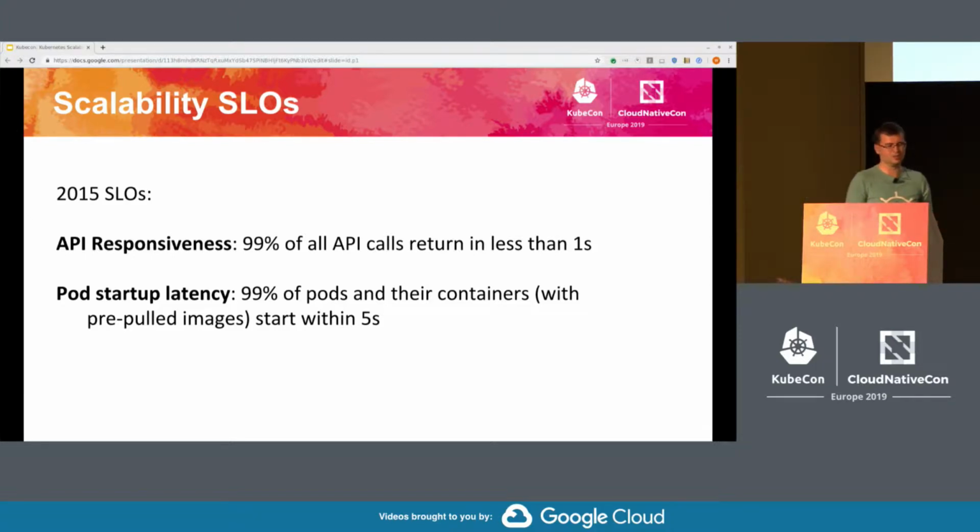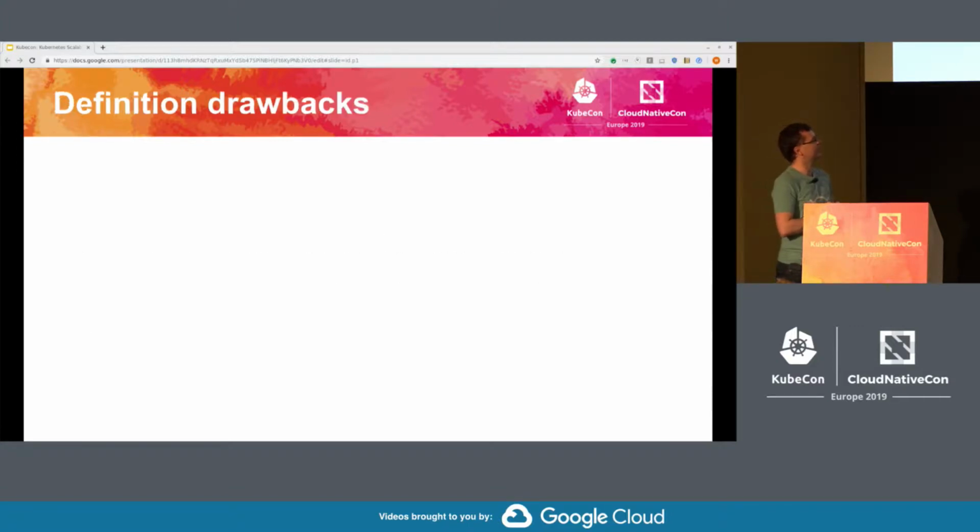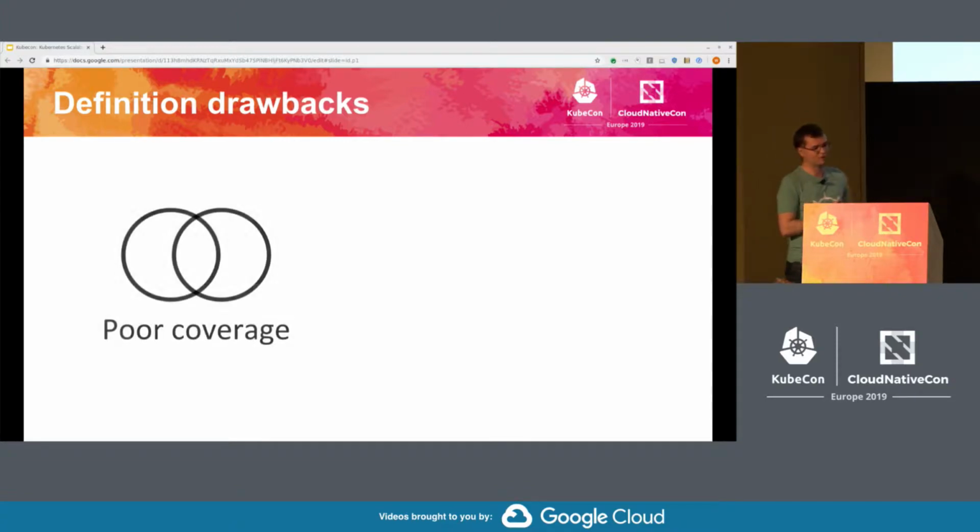And as you can imagine, it's really far from where we would like to be. This definition has a lot of drawbacks, but I would like to focus on the main 2. The first one, I think you can probably easily imagine, is poor coverage. You can imagine a situation where networking in your cluster is completely down, like pods cannot talk to each other, they cannot reach any external services.